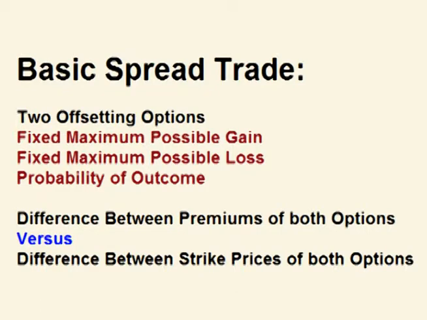The concept of the four basic spread trades is using two offsetting options, such that the potential profit and potential loss both have fixed maximum amounts based on the difference between the premium for both options that is either collected or paid up front, and the difference between the two strike prices.